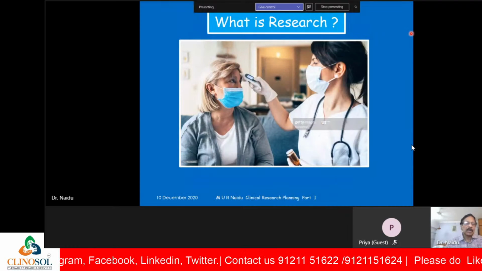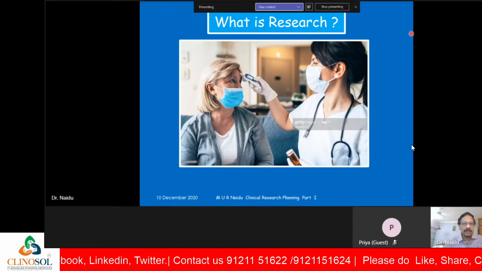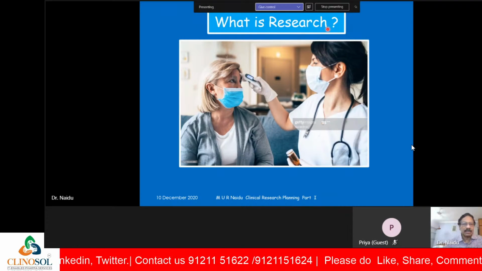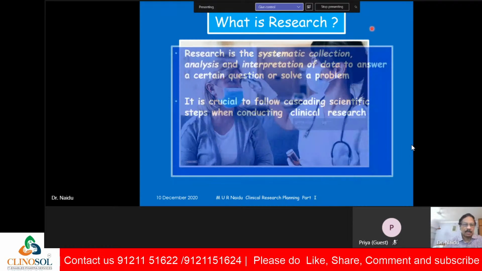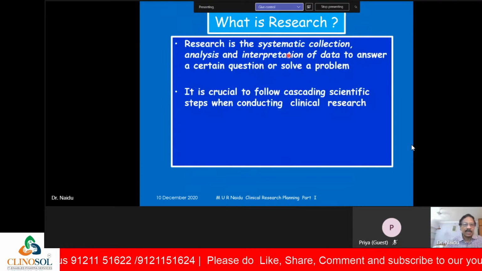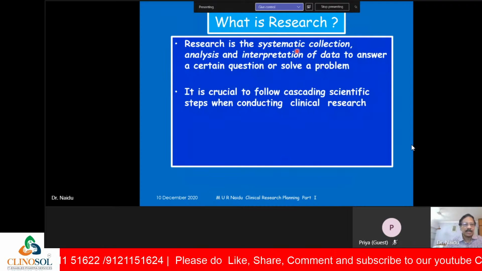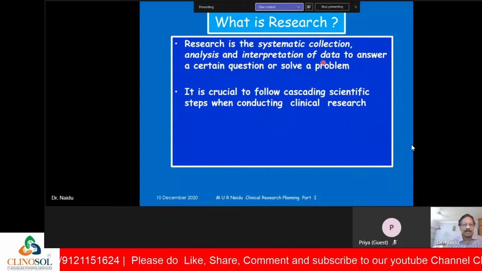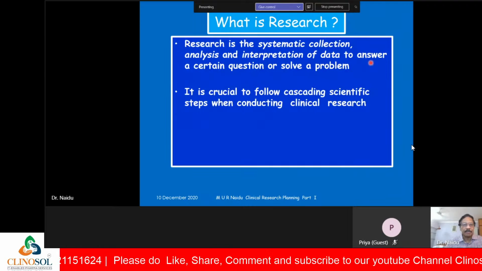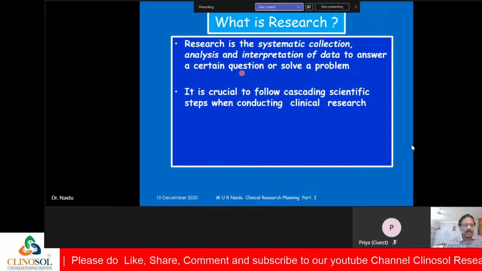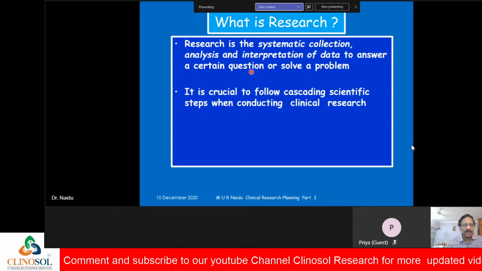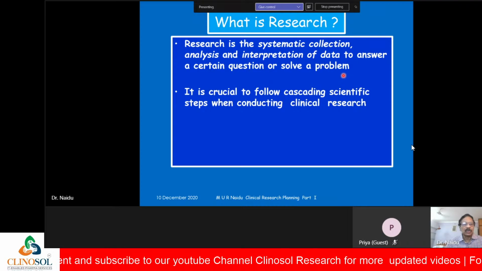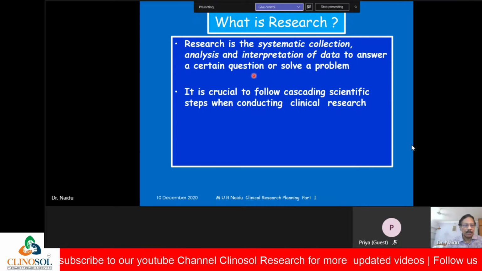Now let us see what we mean by research. We are only talking about clinical research. By definition, research is a systematic collection, analysis, and interpretation of data to answer a certain question. You have some question, you systematically collect the data, you analyze it, you do interpretation, and you look to solve a particular problem or question.